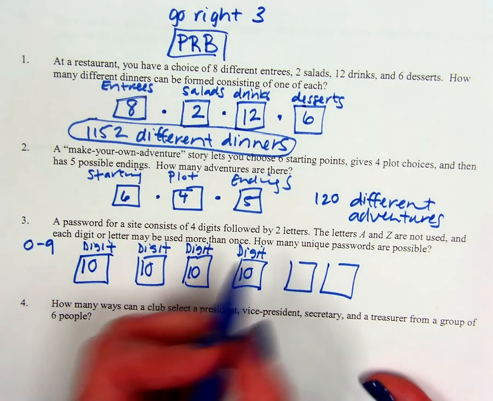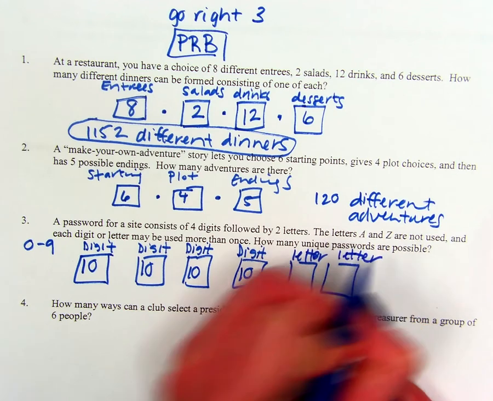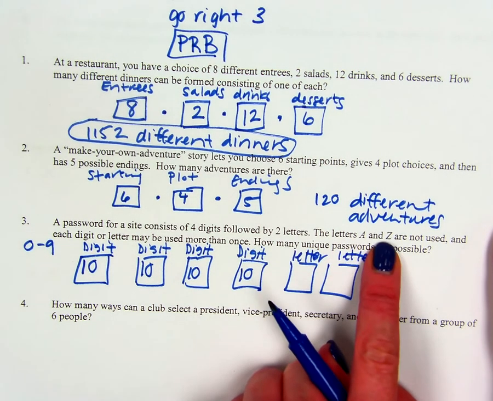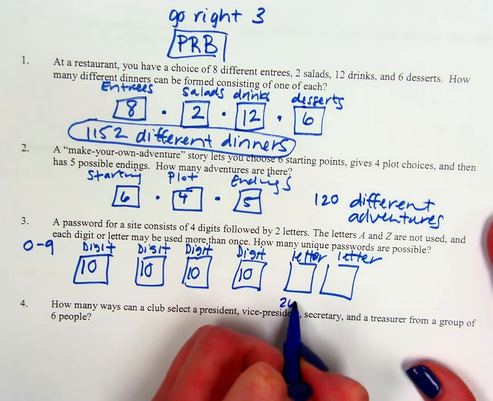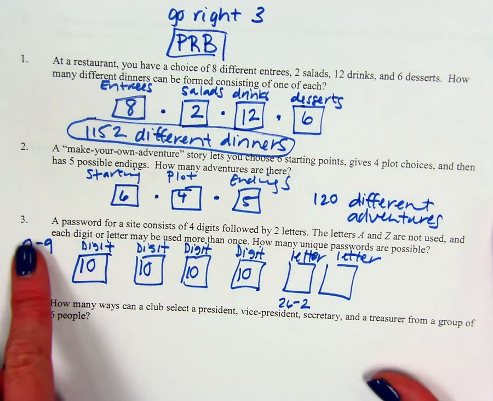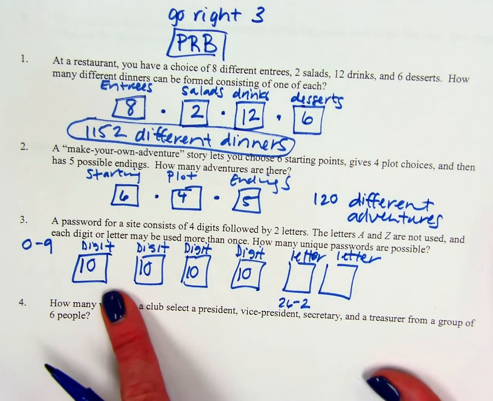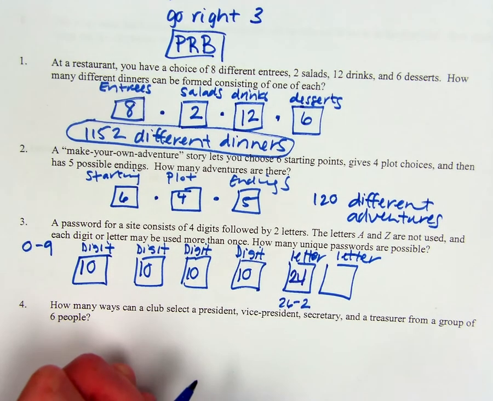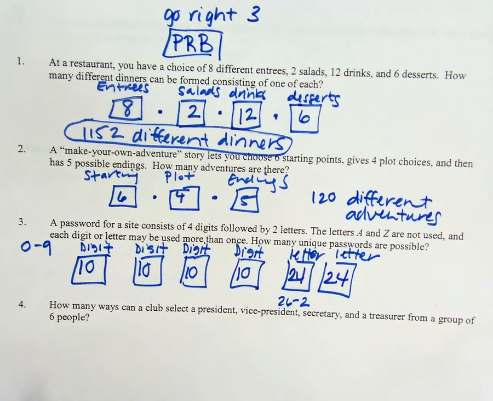And then the last 2 are our letters. But these directions are a little bit different. It says letters A and Z are not used. So if we have 26 letters in our alphabet, and we're not using A or Z, that's going to be 26 minus 2. And the directions say the letters may be used more than once. So same thing again as with our digits. If we have 24 letters the first time, and we pull out the letter A, we're going to put the letter A back in for our choices. So we still have 24 options.